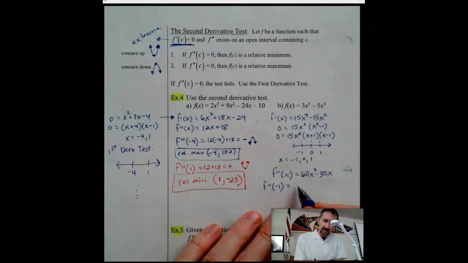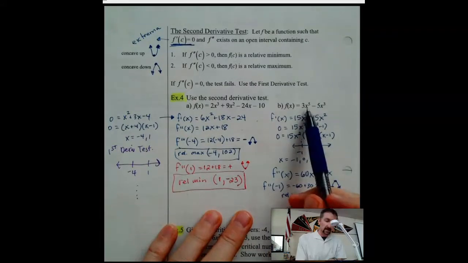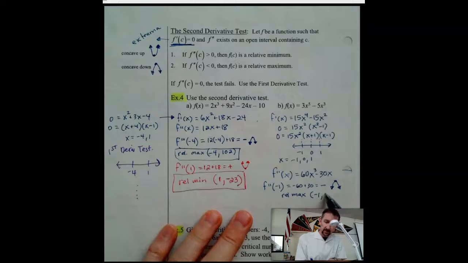So that's going to be -60 plus 30. So that's going to be negative. So that's concave down. And that means we have a maximum. So we have a relative max, and that's going to be at -1. And if we plug -1 back in there, we're going to get -3 plus 5. So that's going to be 2. So we'll have a relative max right there.